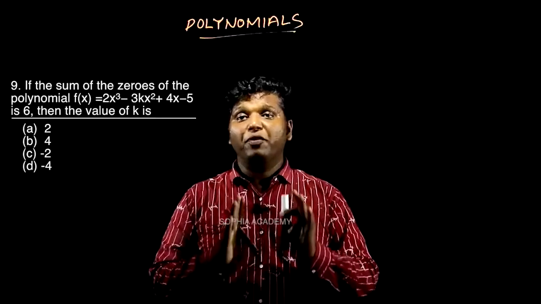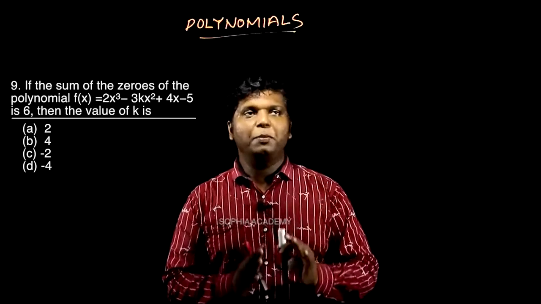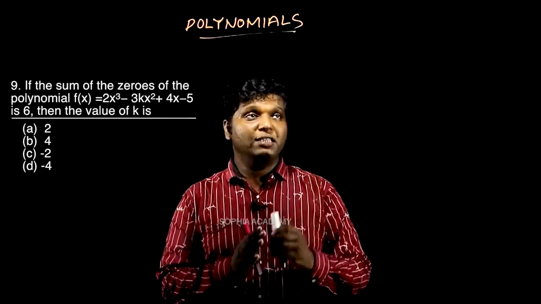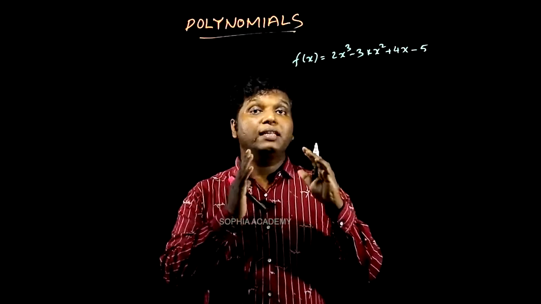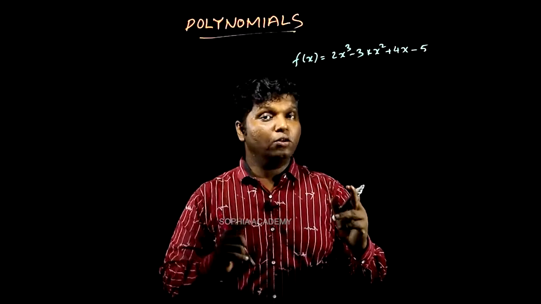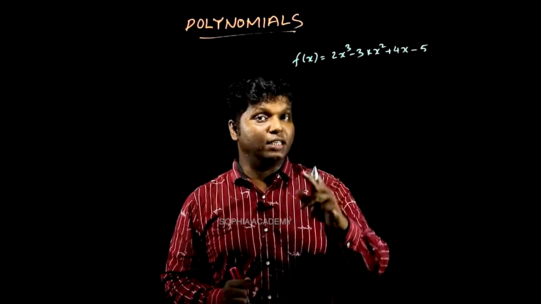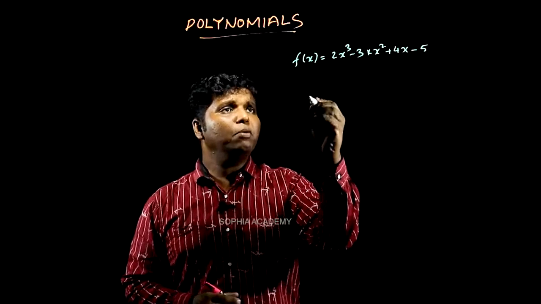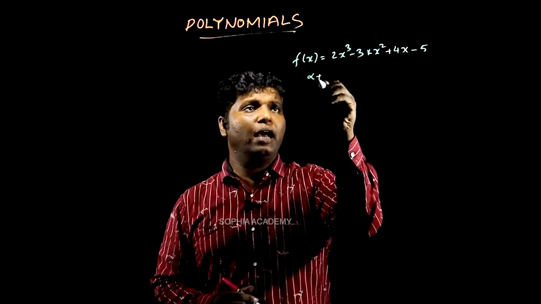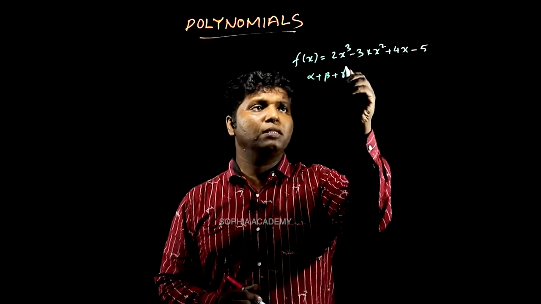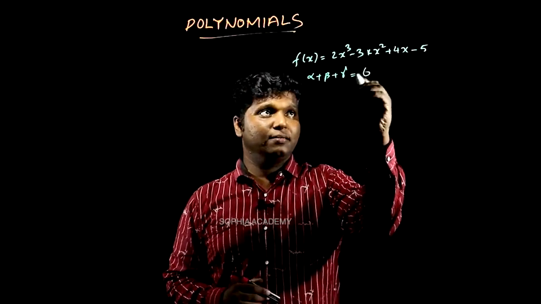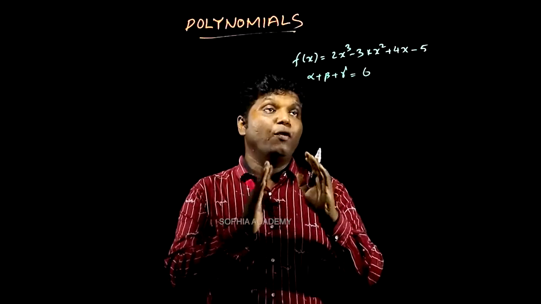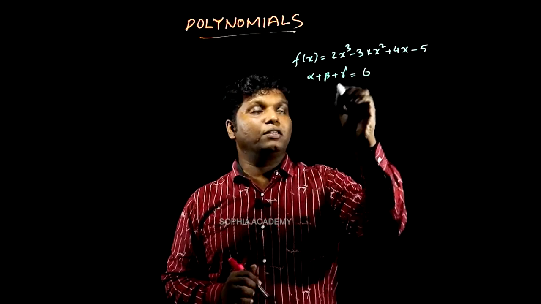If the sum of zeros of the polynomial f of x is equal to, let me write the polynomial first of all. So this is the polynomial which is given here. It is given that the sum of the zeros of this polynomial, you know that this is a cubic polynomial, so the sum of the zeros is alpha plus beta plus gamma, and it is given as 6. And the value of k, that's the thing you have to find.